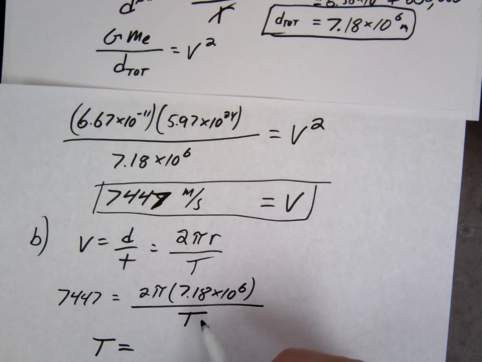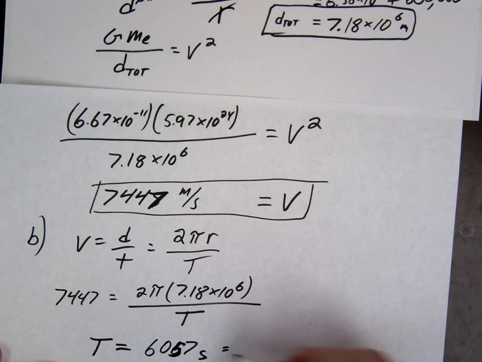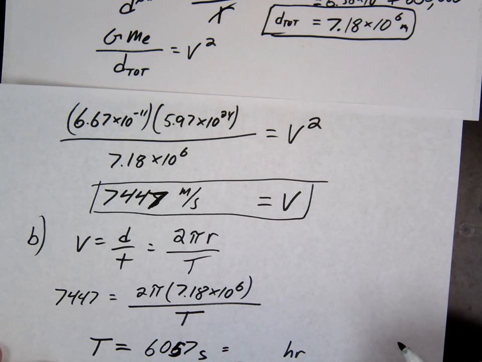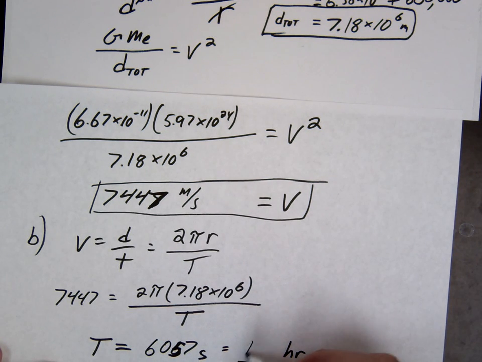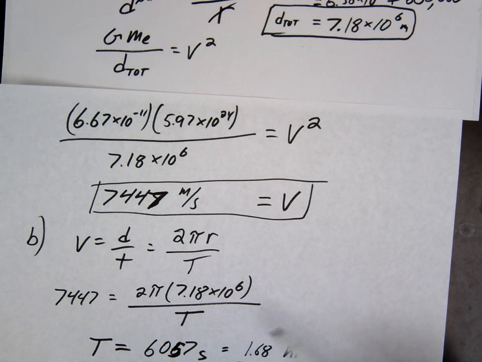Someone got the time yet? It's like 6,000-ish. Maybe just for fun, can you tell me how many hours that is? How do we find how many hours? Divide by 60 to give us minutes, and then divide by 60 to give us hours. 60 twice.